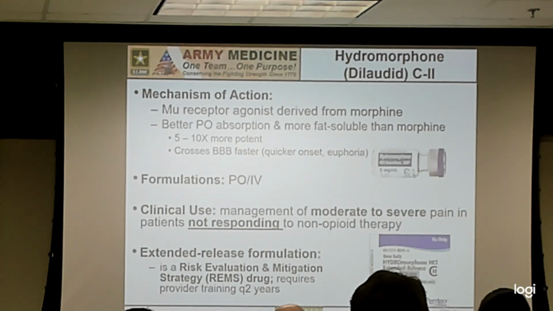PO/IV formulation. This is your next step up if they have moderate to severe pain and they aren't responding to our non-opioids or our NSAIDs that we've tried to treat them with. Okay. What's different about this medication is you see that extended release formulation has what's called a risk evaluation and mitigation strategy, REMS for short. With REMS, the pharmacy has to register, the patient has to register, and the doctor has to register.